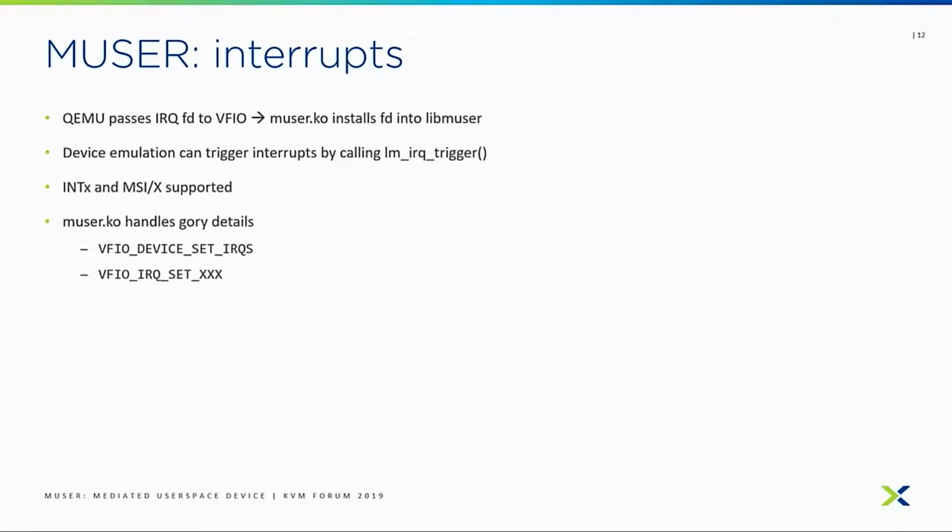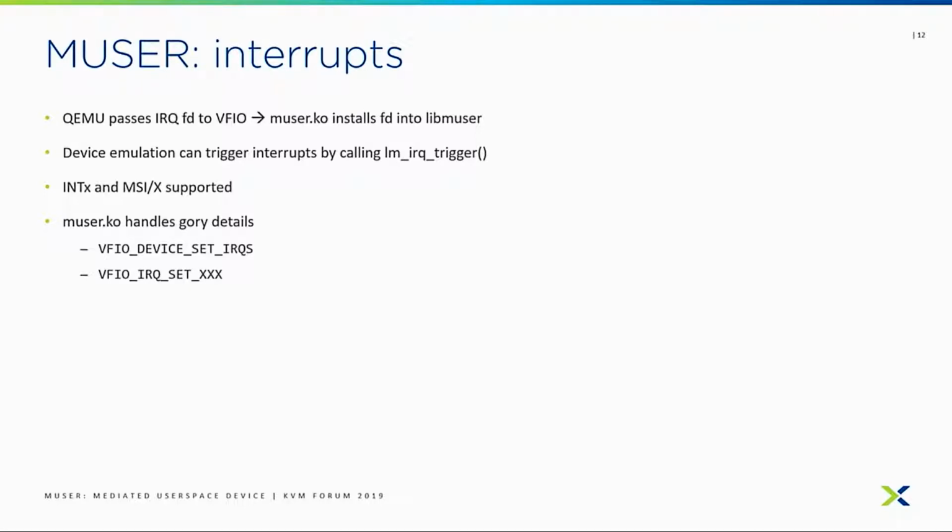So let's see how interrupts are set up. QEMU passes IRQFD. This is the file descriptor which is used to trigger the interrupts into the guest. Then this IRQFD is passed to muser.ko. muser.ko installs this IRQFD into the file descriptor table of device emulation. By doing this, it is very easy for device emulation to trigger interrupts into the guest just by calling the lm-irq-trigger API. Currently, muser supports INTX, MSI, and MSIX interrupt types.